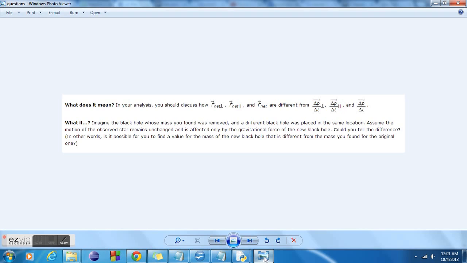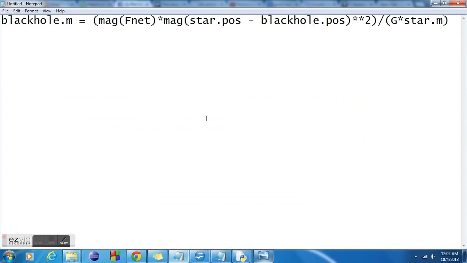The answer to the second question is simply no. Recall that to calculate the black hole mass, we manipulated Newton's law of universal gravitation in this form. With the same motion, r would not change. The star's mass would be the same, and the FNets calculated are derived from the position and theta, which would be kept the same. Therefore, we get the same black hole mass calculations found in this experiment.